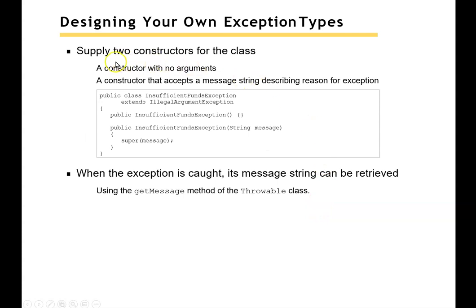Support two constructors for the class, a constructor with no arguments and a constructor with a message. To place the message, send it to the superclass. When the exception is caught, its message string can be retrieved using the getMessage method of the Throwable class.